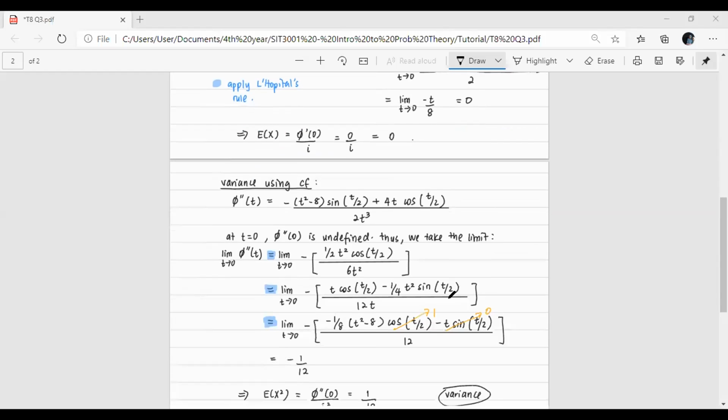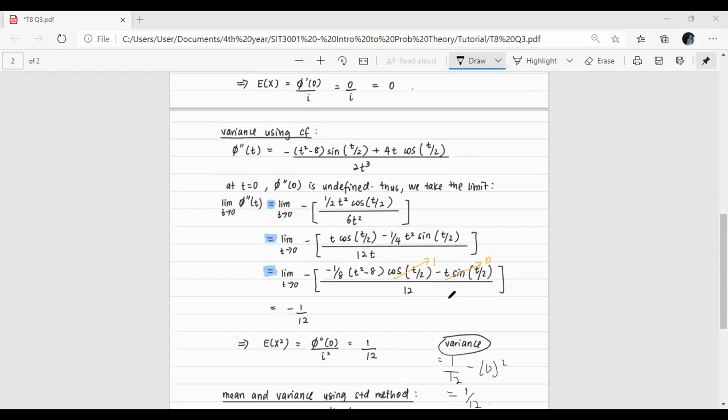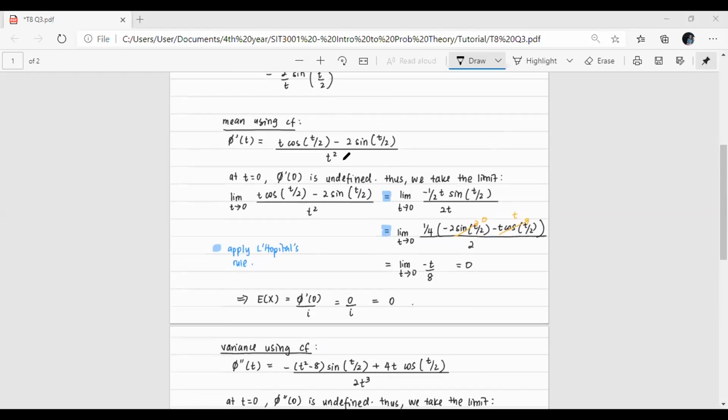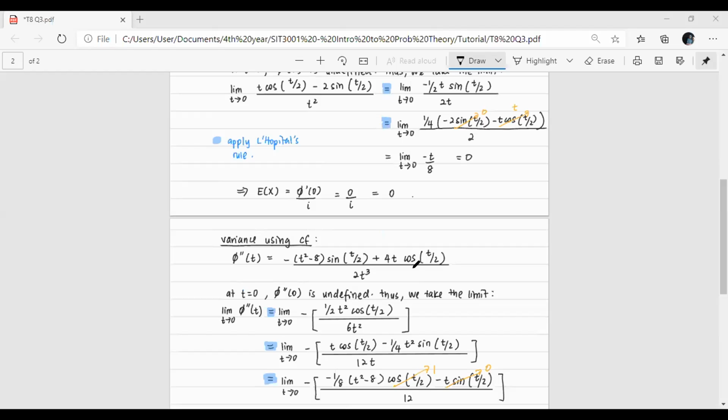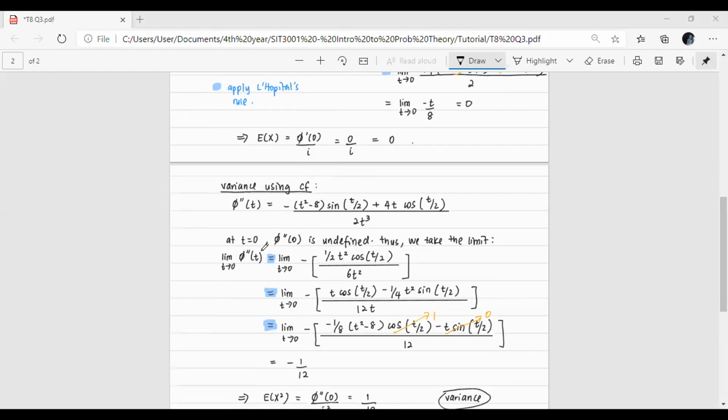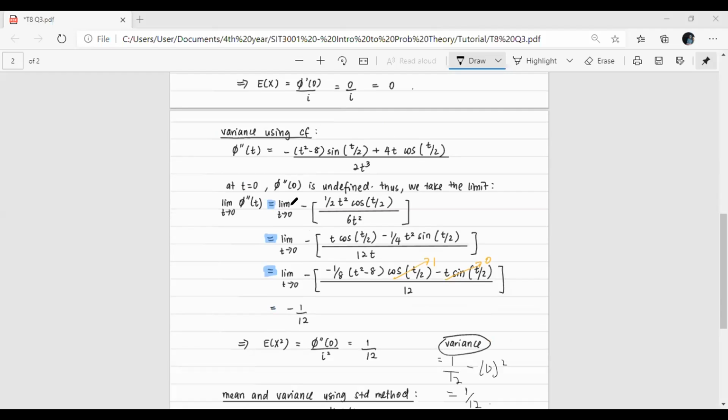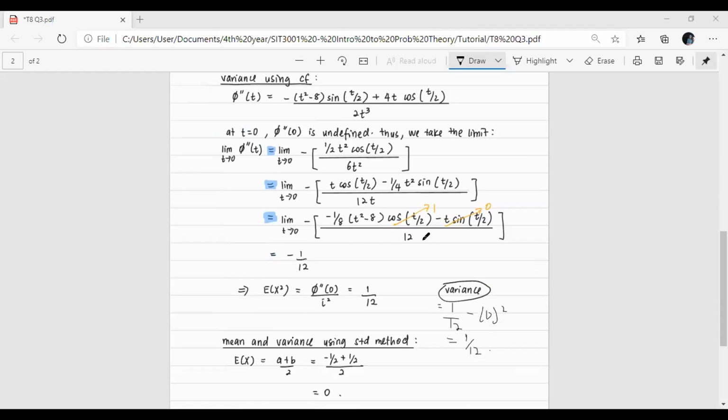Next, for variance, we perform the second derivative from this first derivative, and then this is the answer. Also at t equals 0, phi double prime 0 is undefined, so we take the limit. Here is the indeterminate form, so I apply L'Hopital's rule again in these steps. Then it is not in the indeterminate form, so we can substitute t with 0, and we get -1 over 12.